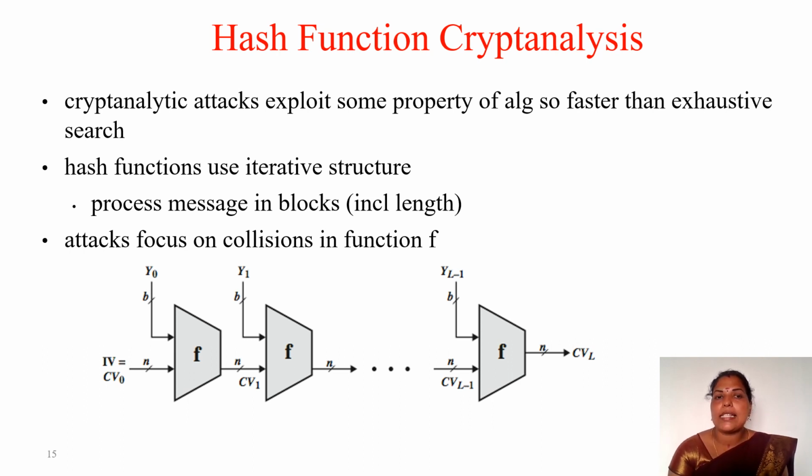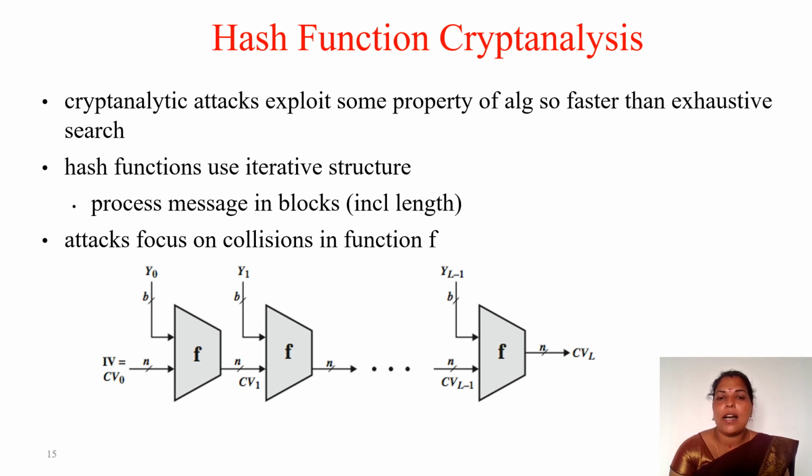So how are we performing cryptanalysis? Cryptanalytic attacks exploit some property of the algorithm, so it is faster than exhaustive search, because a brute force attack means we have to search all possible combinations, but cryptanalysis is somewhat faster because we apply some methodology and find the result. In hash functions, we are using the iterative structure, that is we are processing the message in blocks including the length. So attacks focus on collisions in the function f.